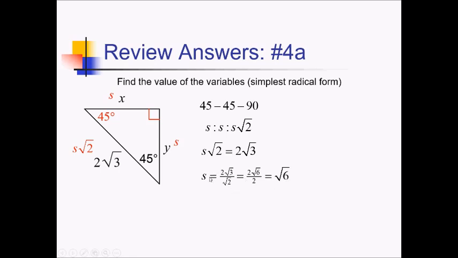Once I have the value of s, I go back here and I see what those variables are in terms of s. So it looks like that x and y actually are both s. So just to write this quickly, I can say that x equals y and that they both equal s, which is to say they both equal radical 6.